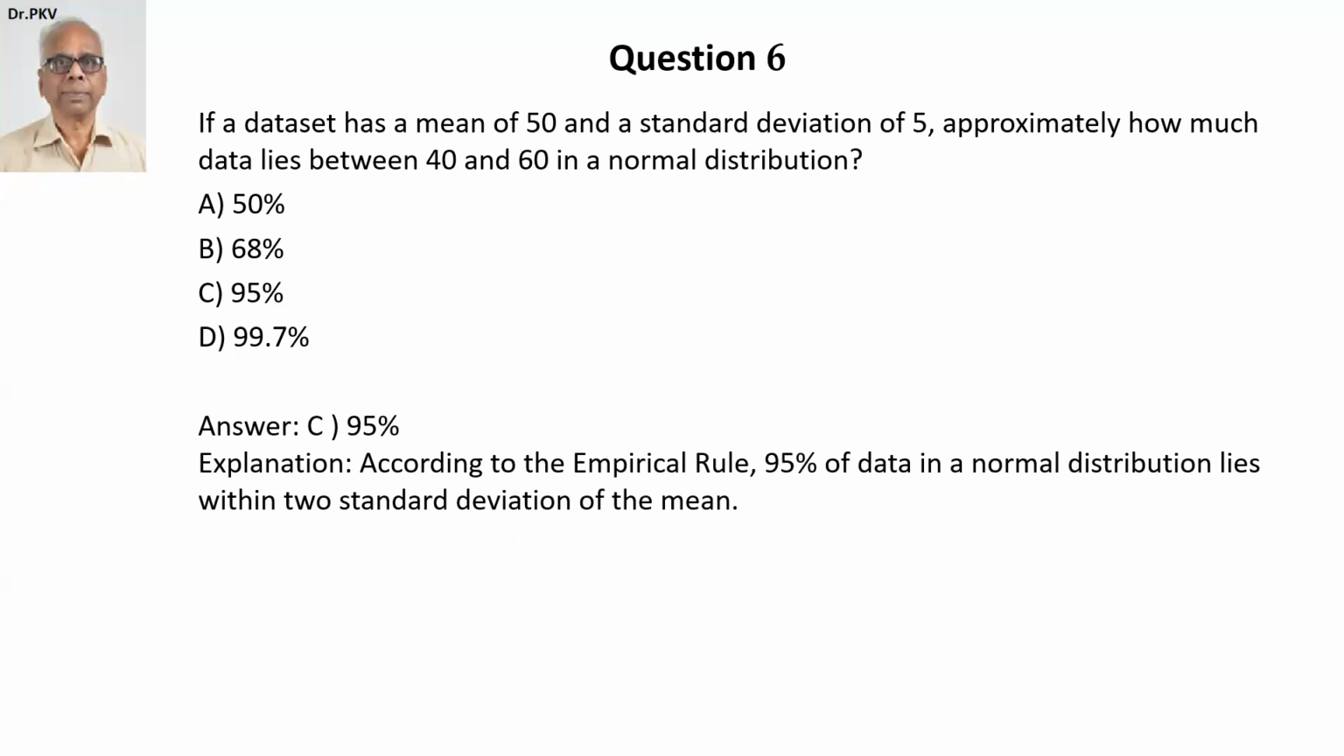Explanation: according to the empirical rule, approximately 95% of the data in a normal distribution lies within 2 standard deviation departure from the mean. Now the mean is 50, standard deviation is 5. So 50 plus or minus 2 times 5, because standard deviation is 5. So 50 plus or minus 10. 50 plus 10 is 60. 50 minus 10 is 40. Within 2 standard deviation, the range is 40 to 60. And therefore, 95% of the data will be captured. And hence, choice C is the right answer.